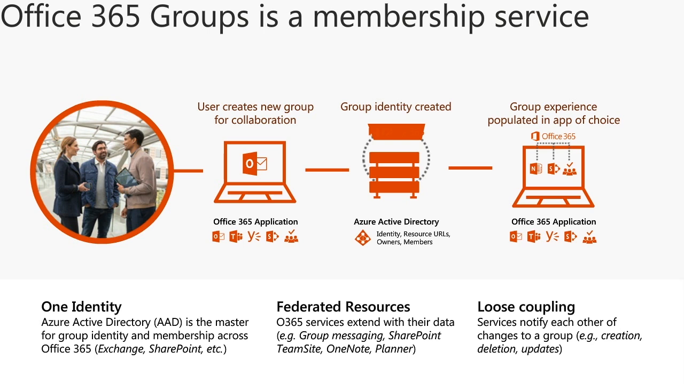You get one identity for the group. The master is Azure Active Directory, and it has all those properties, and it does the handshake with all the applications. If you created a group in Outlook and you want to store content, then in the back end, we've already provisioned a full team site for that group, so that when you're ready to upload a document, you can do so, and you don't have to worry about creating a team site or vice versa. That's what we mean by set of resources.